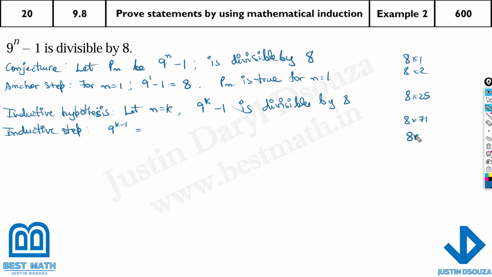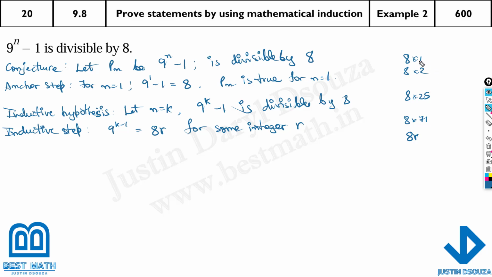Where r is some term. 8r. What did I do? I'm just saying, if you have any multiple of 8 like this, then yes, it's divisible by 8, right? So I've just formulated it. 9 to the power k minus 1 is equal to 8r for some integer r. And now this can be reasoned upon. Why? Because it is 8 times r, 8 times any number will be divisible by 8, because you can divide by 8 and you will get a whole number.